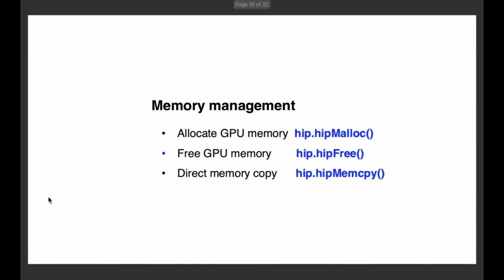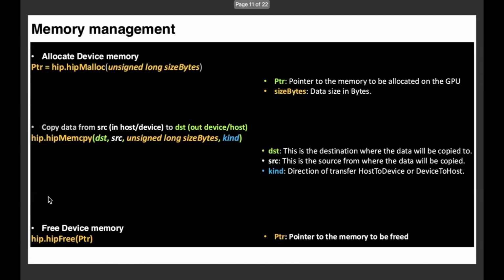Next, let's talk shortly about memory management. It means how you can allocate GPU memory from Python, how you can free the memory, and how you can copy a simple example between the host and the device. This is the general syntax: how you can allocate GPU memory, how you can copy data between the CPU and the GPU, and how you can free the memory.